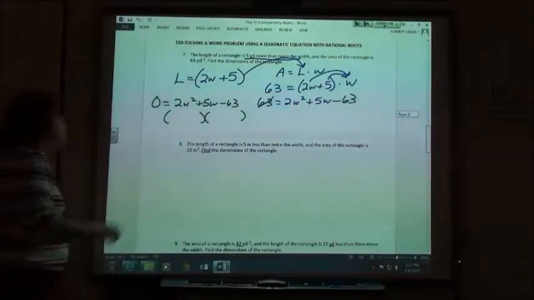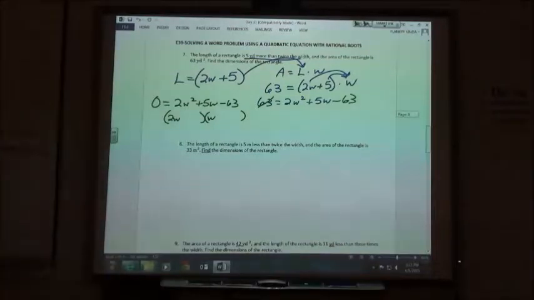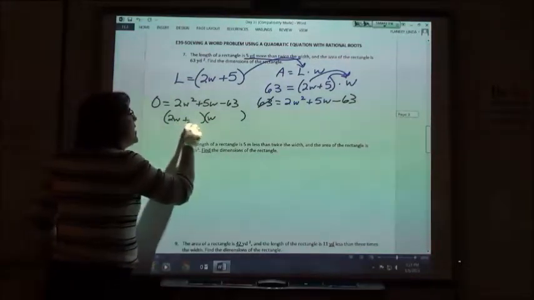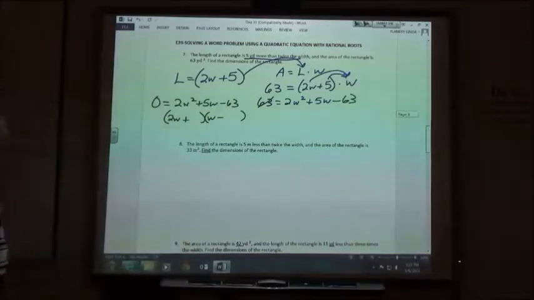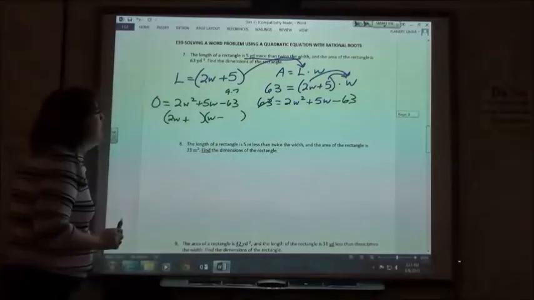So 2W squared, 2W and W. My signs, the end is a negative. I know one's a plus and one's a minus. I don't know which way. I'm just going to guess, and if I need to switch them, I will. Factors of 63, probably 9 times 7. I want to get a 5.